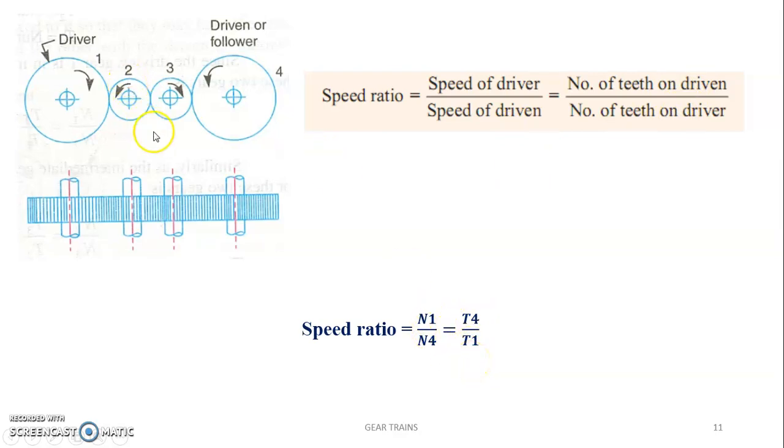So in case of simple gear trains, it doesn't matter how many intermediate gears there are. The speed ratio is always equal to n1 by n4, and that is equal to the number of teeth on the follower divided by the number of teeth on the driver. So let's keep this in mind.